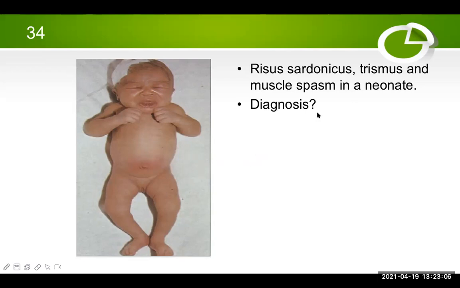So, what is the causative agent of this disease? Clostridium tetani. It's a type of anaerobic organism. Which toxin is causing all this problem? What's the name of the toxin? Tetanospasmin. Exactly. Tetanospasmin. Now tell me what you do regarding the treatment.